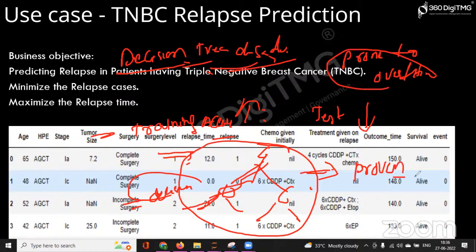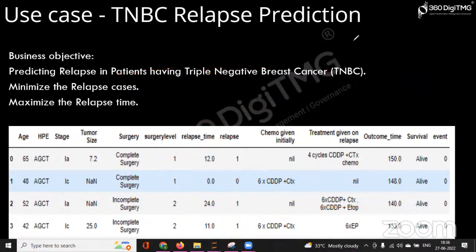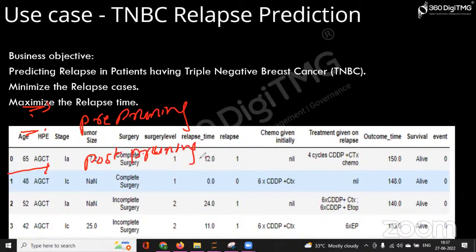So how can we avoid overfitting? We have other regularization techniques as well, but in a decision tree we have pre-pruning and post-pruning. Using those, you can avoid the overfitting issue.